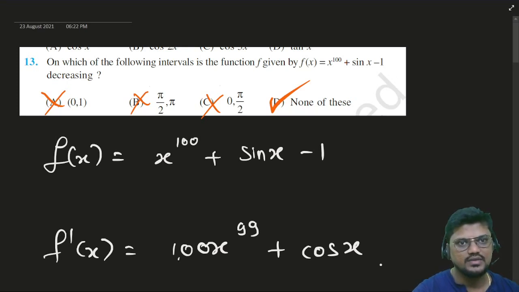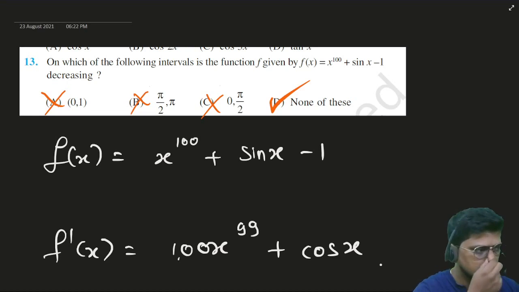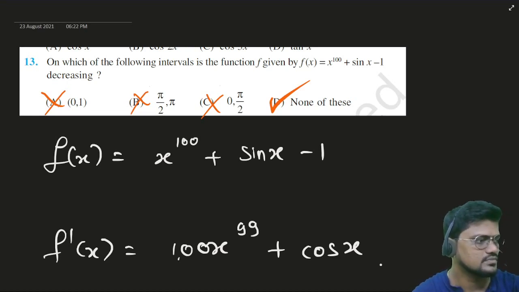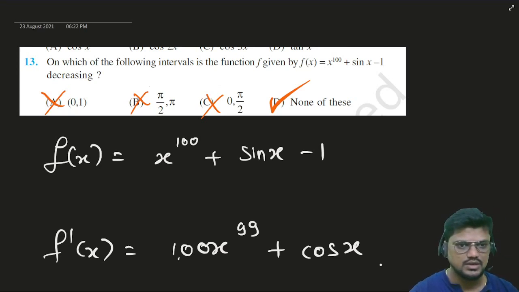Got it, everyone? Yes or no? Please type in the chat box. Okay, Abhirup. Sandeep, Janani. Okay, fine. Now let's move to the next question.